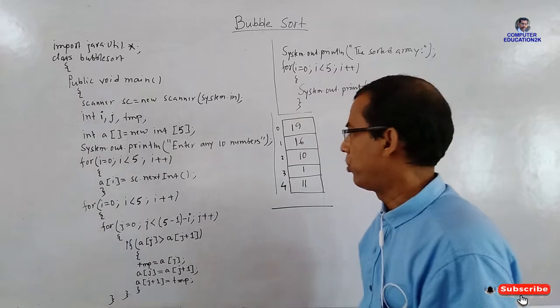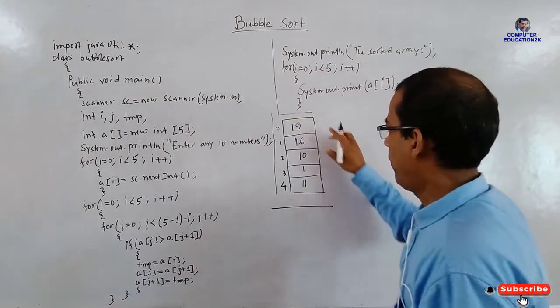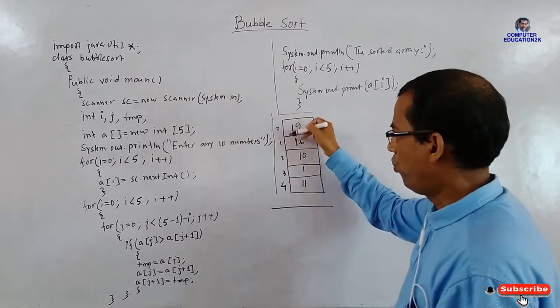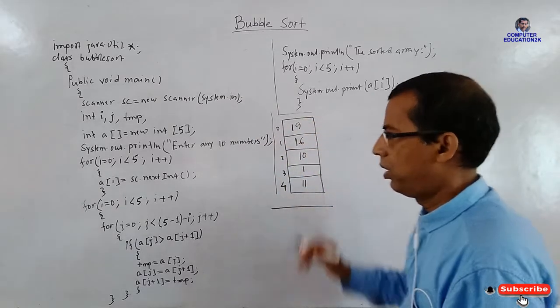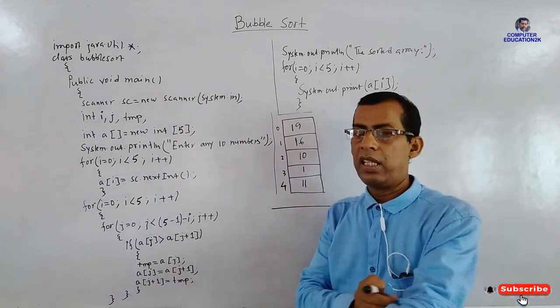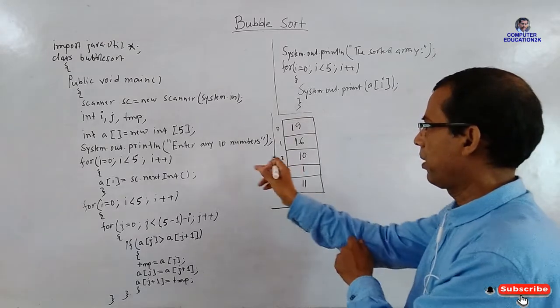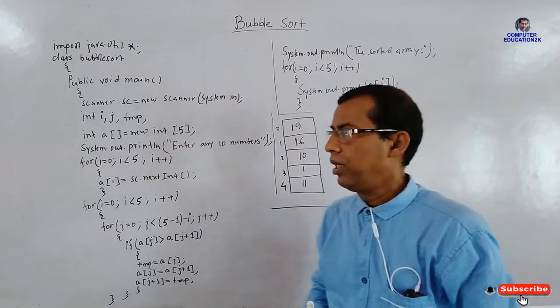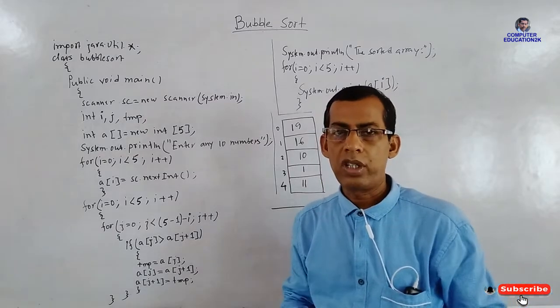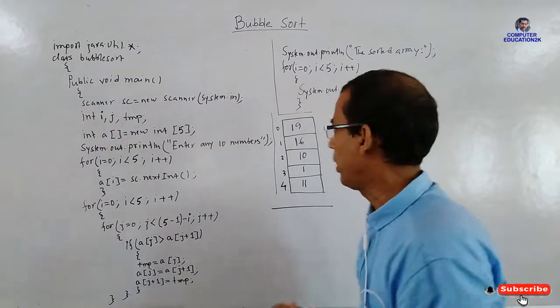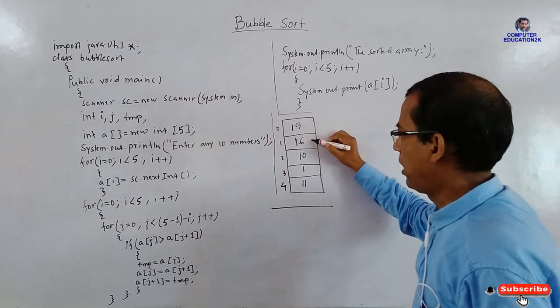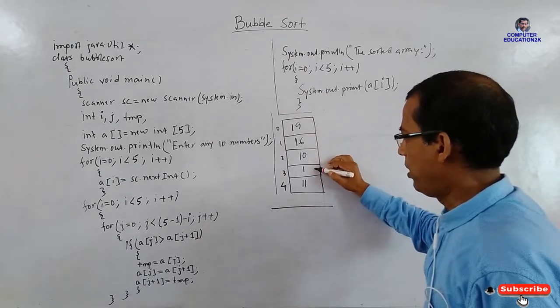So see carefully. There are 5 cells and the cell numbers I have given here are 0, 1, 2, 3, 4. And in these 5 cells there are 5 numbers. Now let's see how this sorting will take place. Here the number 19, and here the number 16, and then 10, 1, 11.